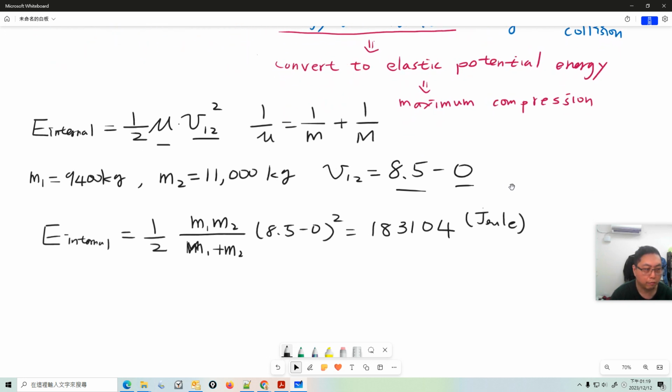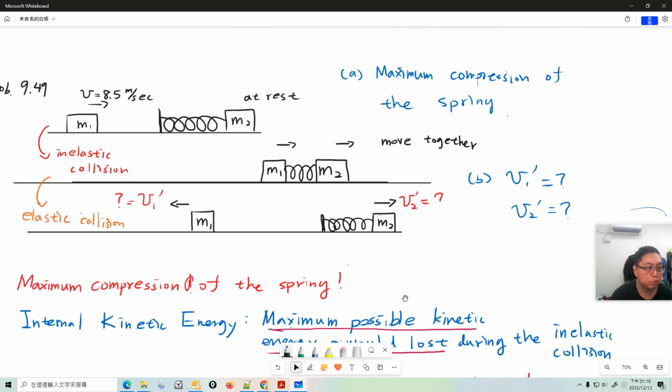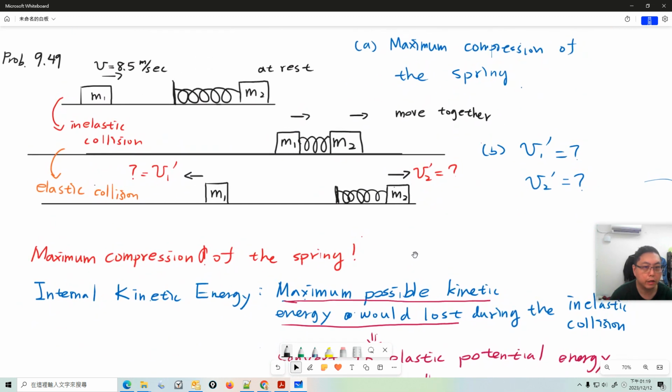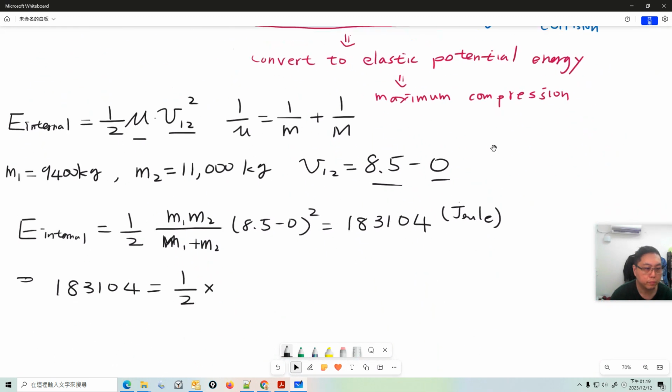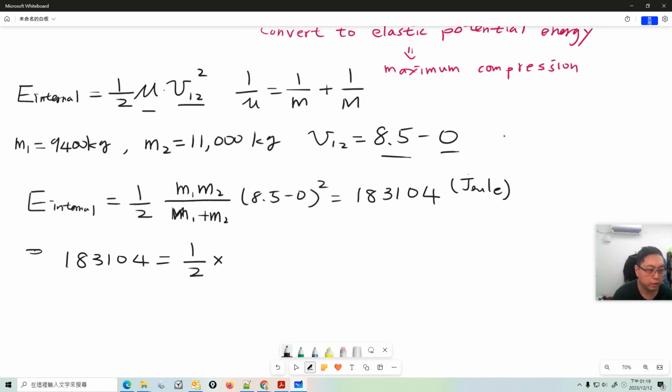Okay, and this is converted to the elastic potential energy, 1 over 2 K x squared. What is K? K is 0.32 mega Newton per meter. What is mega? Mega means 10 to the power 6.